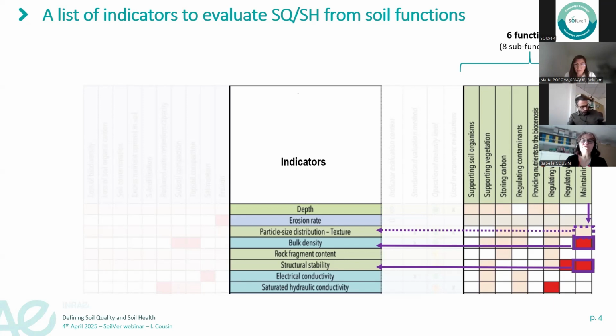Of course, if you're looking at soil structure, you will need bulk density and structural stability. But to interpret them, of course, you need elements on soil texture, because clay soil, loamy soil, silty soil will have different values of structural stability and bulk density, and so a different evaluation of the soil structure function.